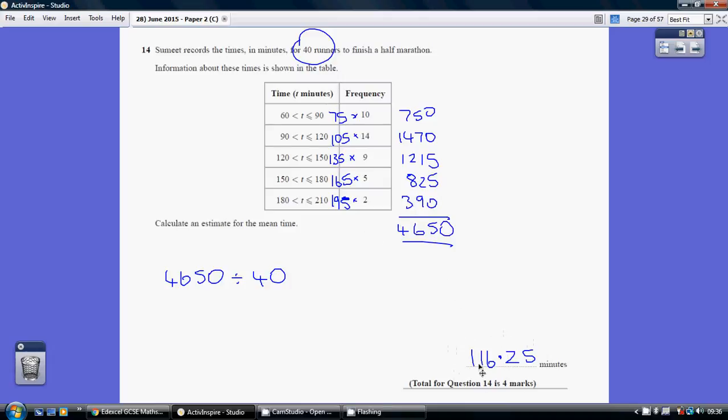Now be careful, don't just go and round that to say 116 or 120 because it says estimate. This isn't where the estimating comes into place. You've got to give your full answer. The estimating comes from that assumption we made right at the beginning that we're going to assume that each runner ran the midpoint time, given that we don't actually know how long the runners ran for.